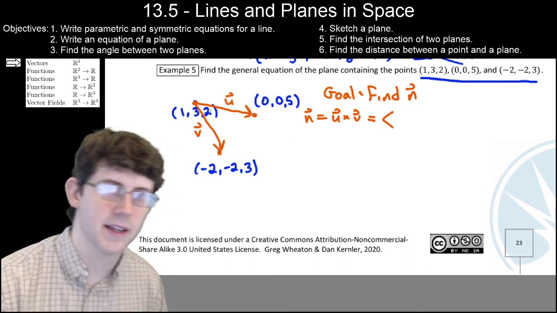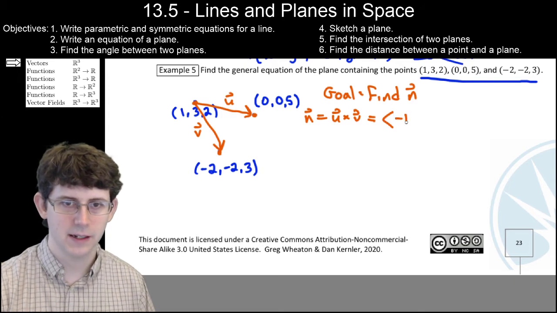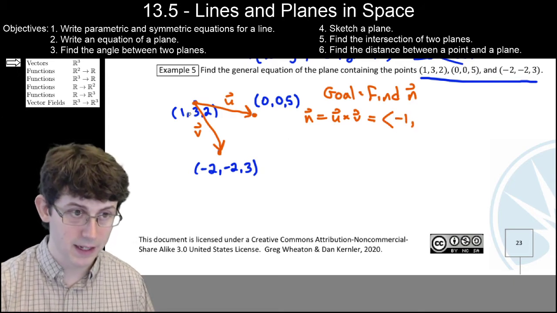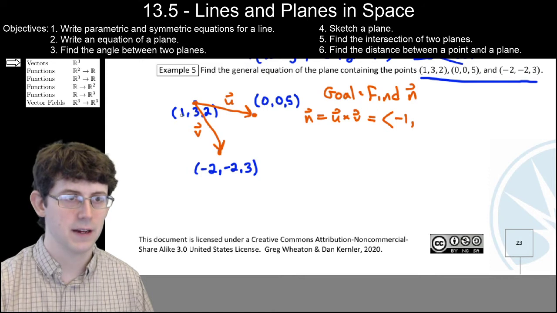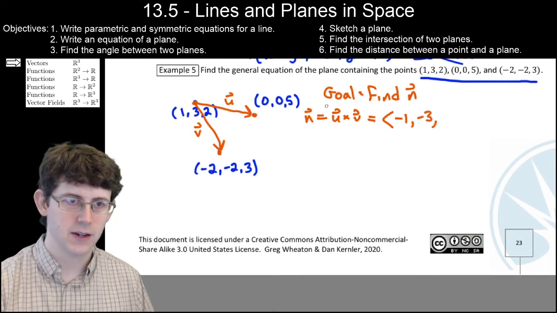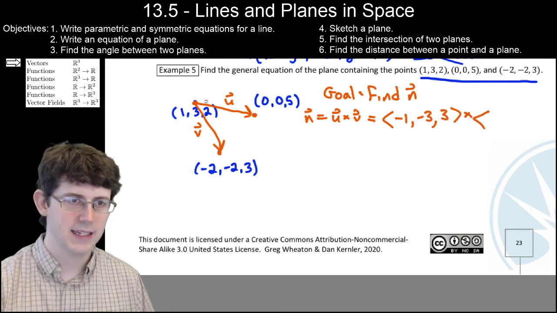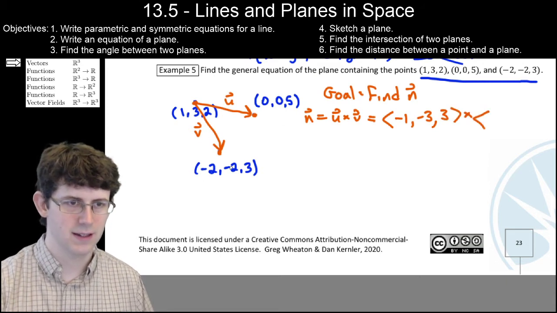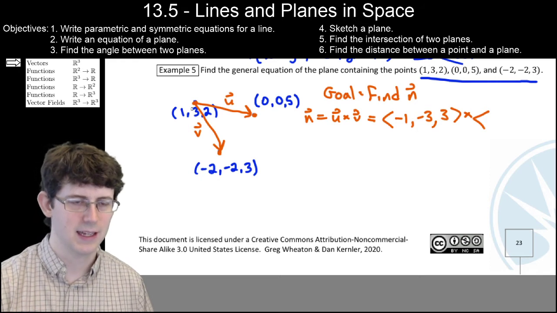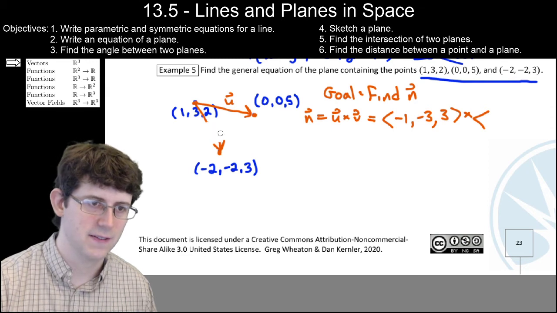U here is the vector that goes from 1, 3, 2 to 0, 0, 5. So how do we get from 1, 3, 2 to 0, 0, 5? X goes down by 1, Y goes down by 3, and Z goes up by 3. And then V is how do we get from 1, 3, 2 to, I don't want to think about that. I like 0, 0, 5. 0, 0, 5 is great. Let's use 0, 0, 5 again.